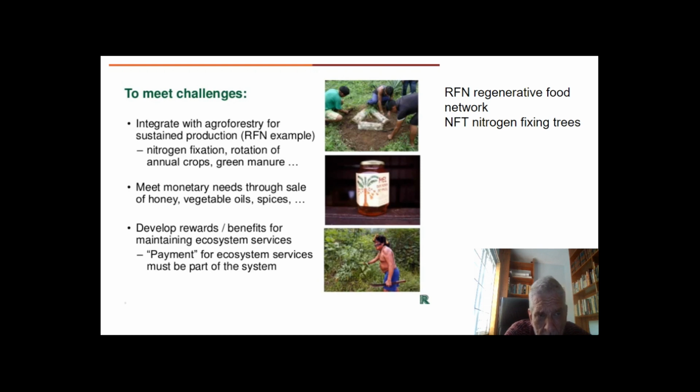And another thing, we can meet monetary needs through the sale of honey, vegetable oils, and spices, and so on, things which are grown in the rainforest. I suppose you can use things such as the Brazil nut. Remember, the Brazil nut can only grow in rainforests, and develop rewards benefits for maintaining ecosystem services. So we can develop, we can pay people for maintaining rainforests as they are.